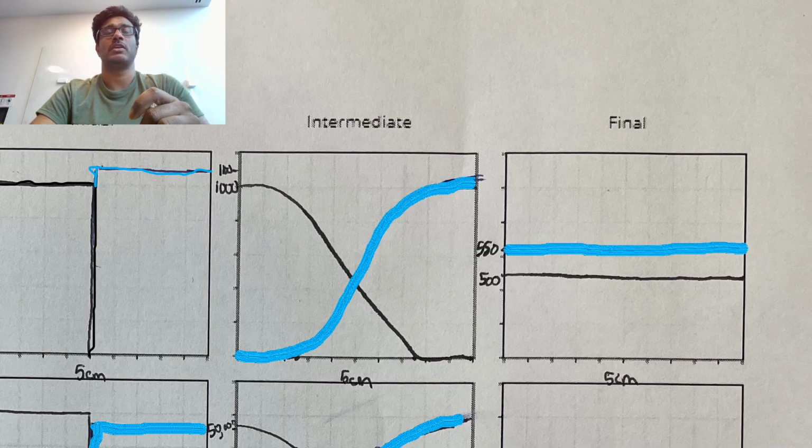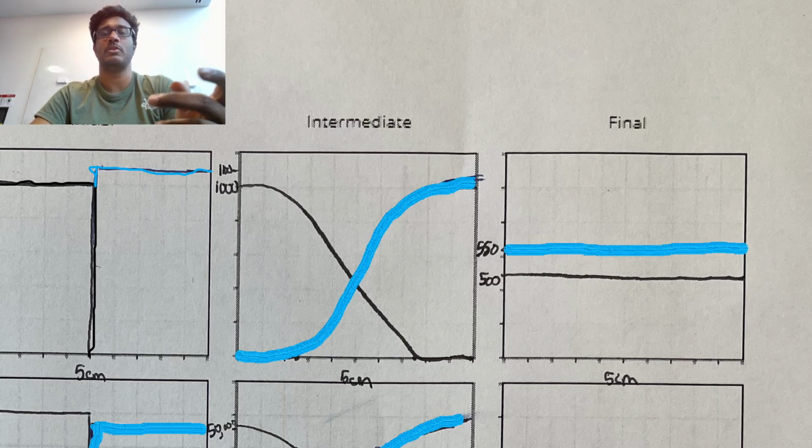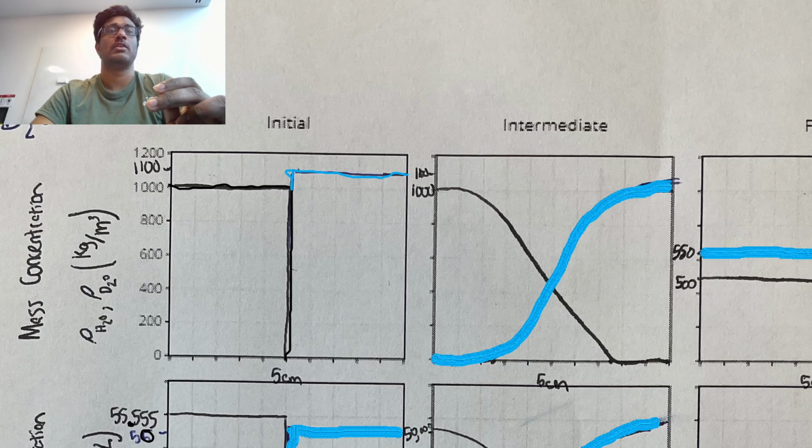And then in the final step, we have two horizontal lines, D2O and H2O, D2O being at 550 kilograms per meter cubed and H2O being at 500 kilograms per meter cubed. And that's due to the fact that we have divided the densities in half.